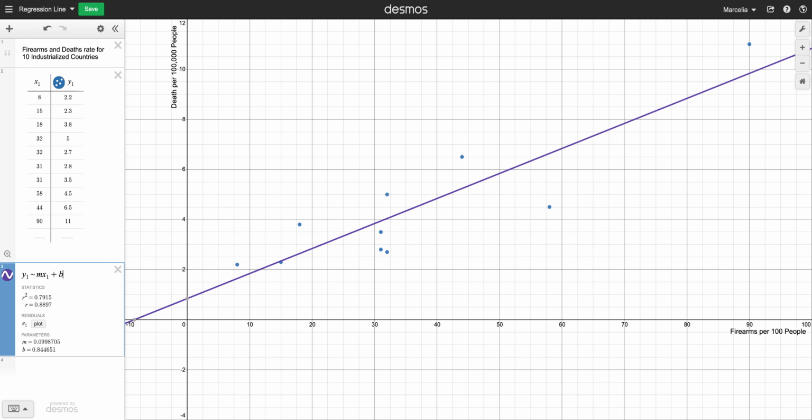So that's it. You will be able to analyze those things and use Desmos to show you all this information.